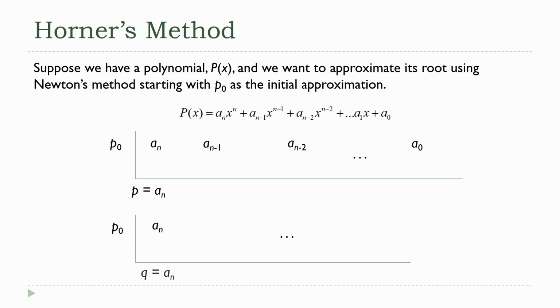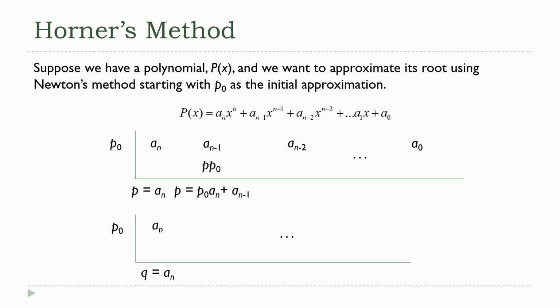I'm going to assign q to be a sub n. And again, that q, when we get all the way to the end of the algorithm, is going to be q of p sub 0, which is our derivative. Okay, so remember how the algorithm works. I'm going to multiply p sub 0 by p and then add down.